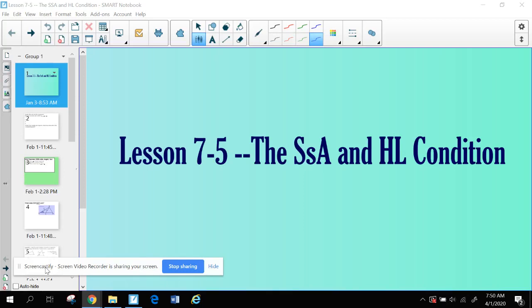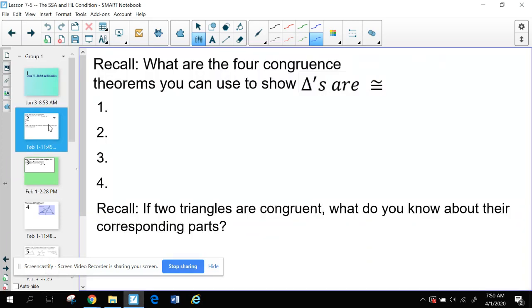All right, our next lesson then is looking at 7.5. This is where we're going to come back to that other triangle congruency theorem that said we needed more information before we could use it. Before we totally get into that, let's recall our other congruency statements that we can use.